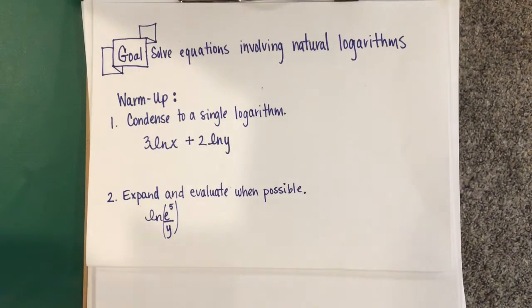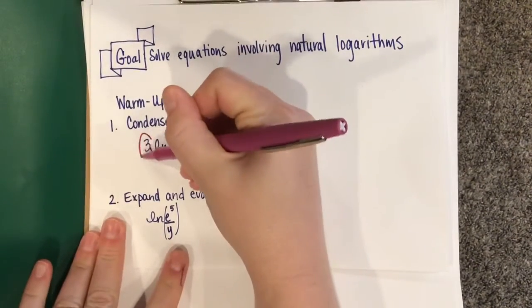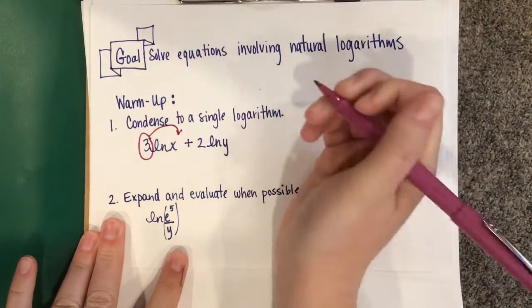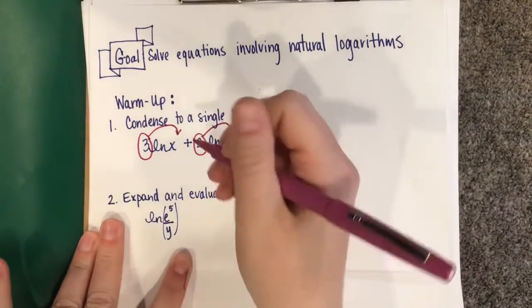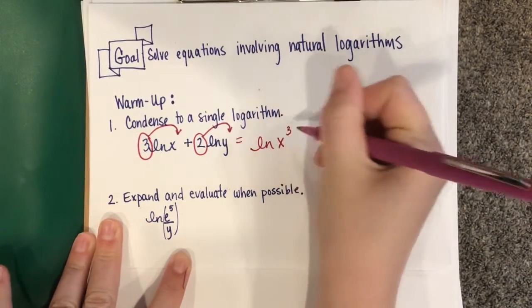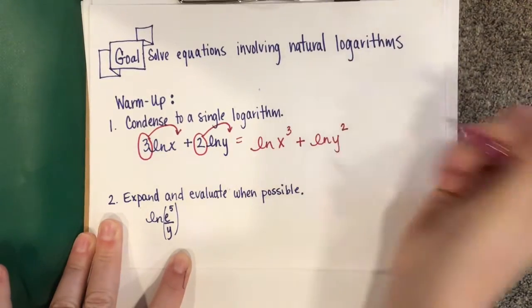Okay, so when we go ahead and do a problem like this, what you guys are going to do first, with your law of logs, if you have a coefficient, the coefficient when you are condensing comes back as an exponent. So these are each now the natural log of x cubed plus the natural log of y squared.